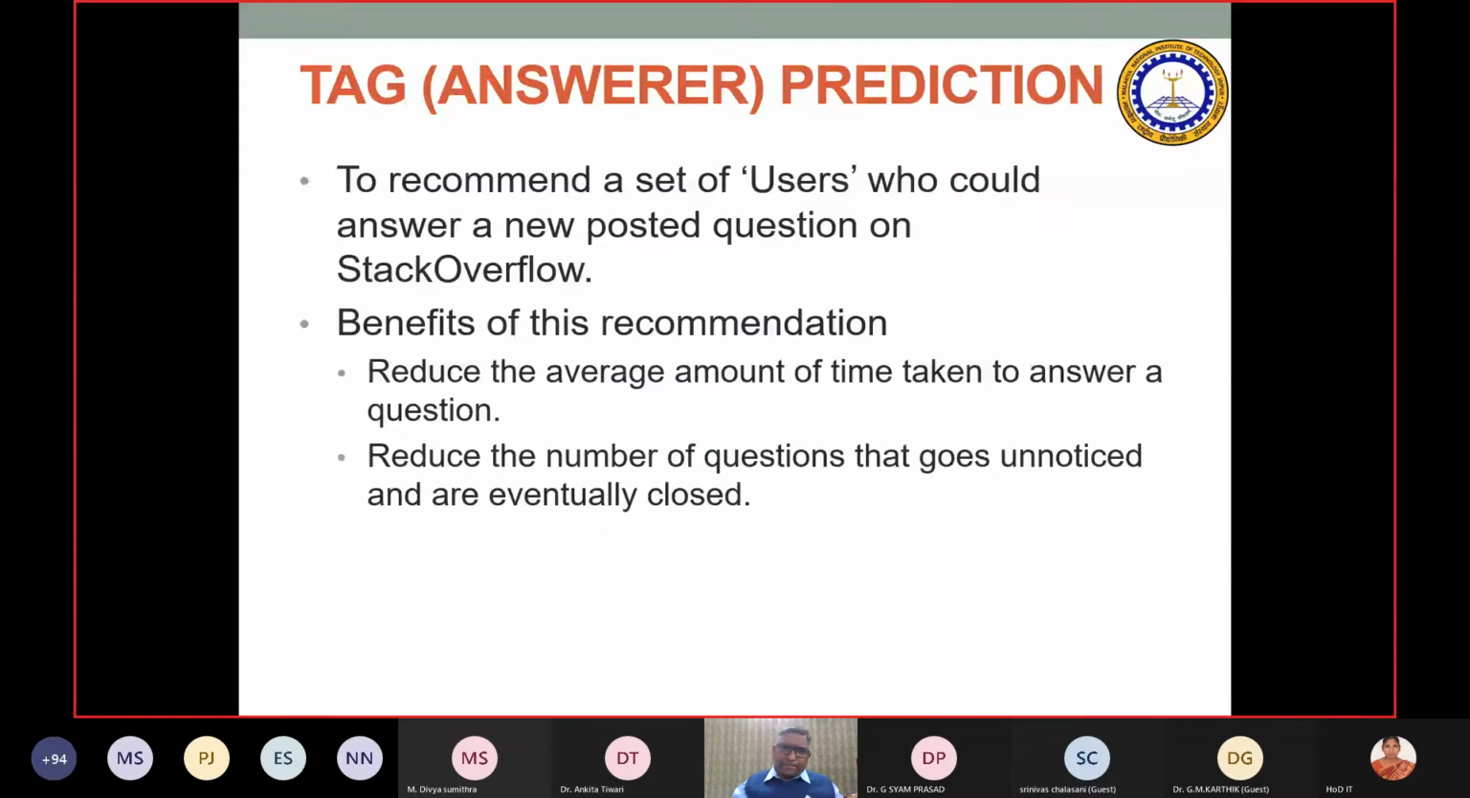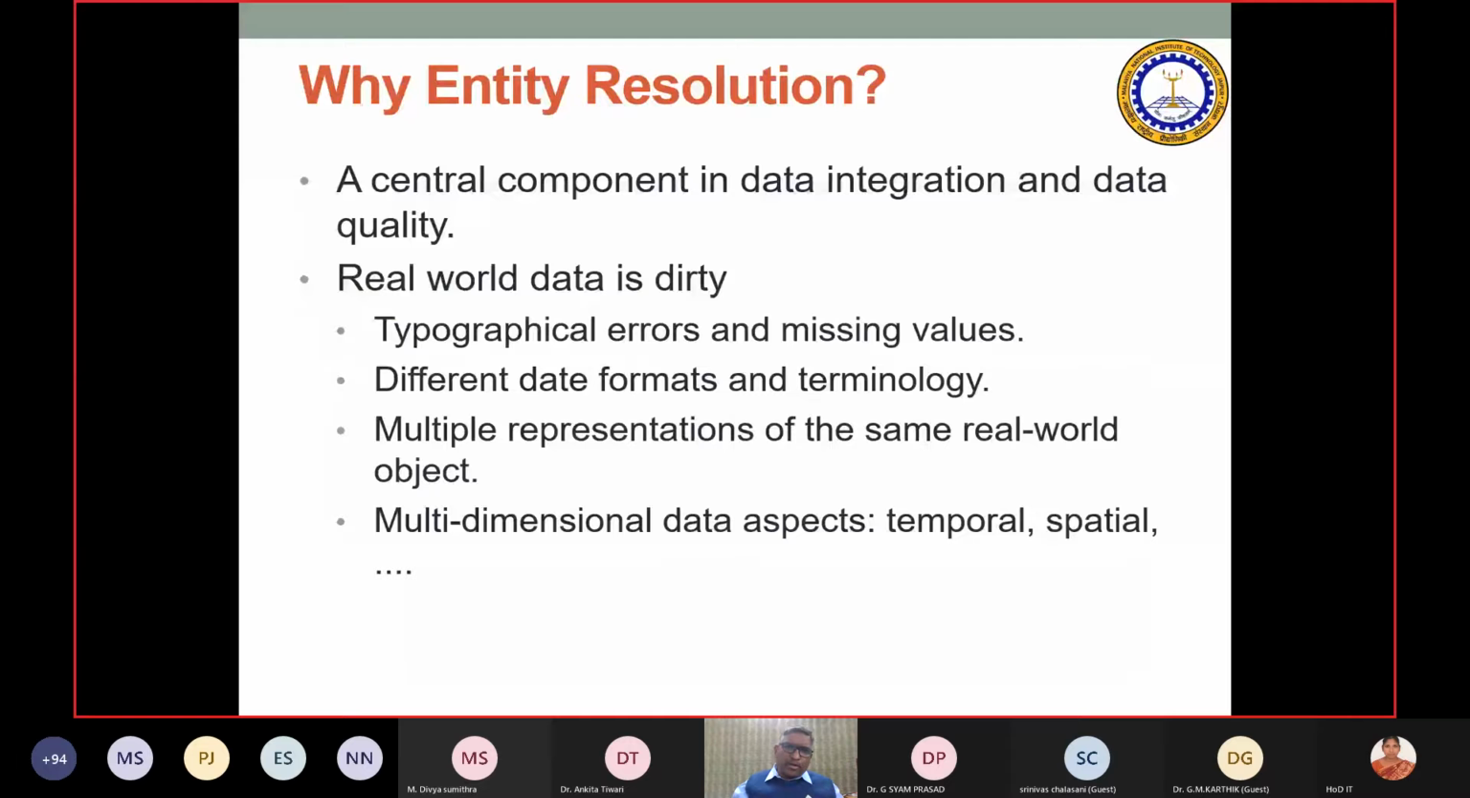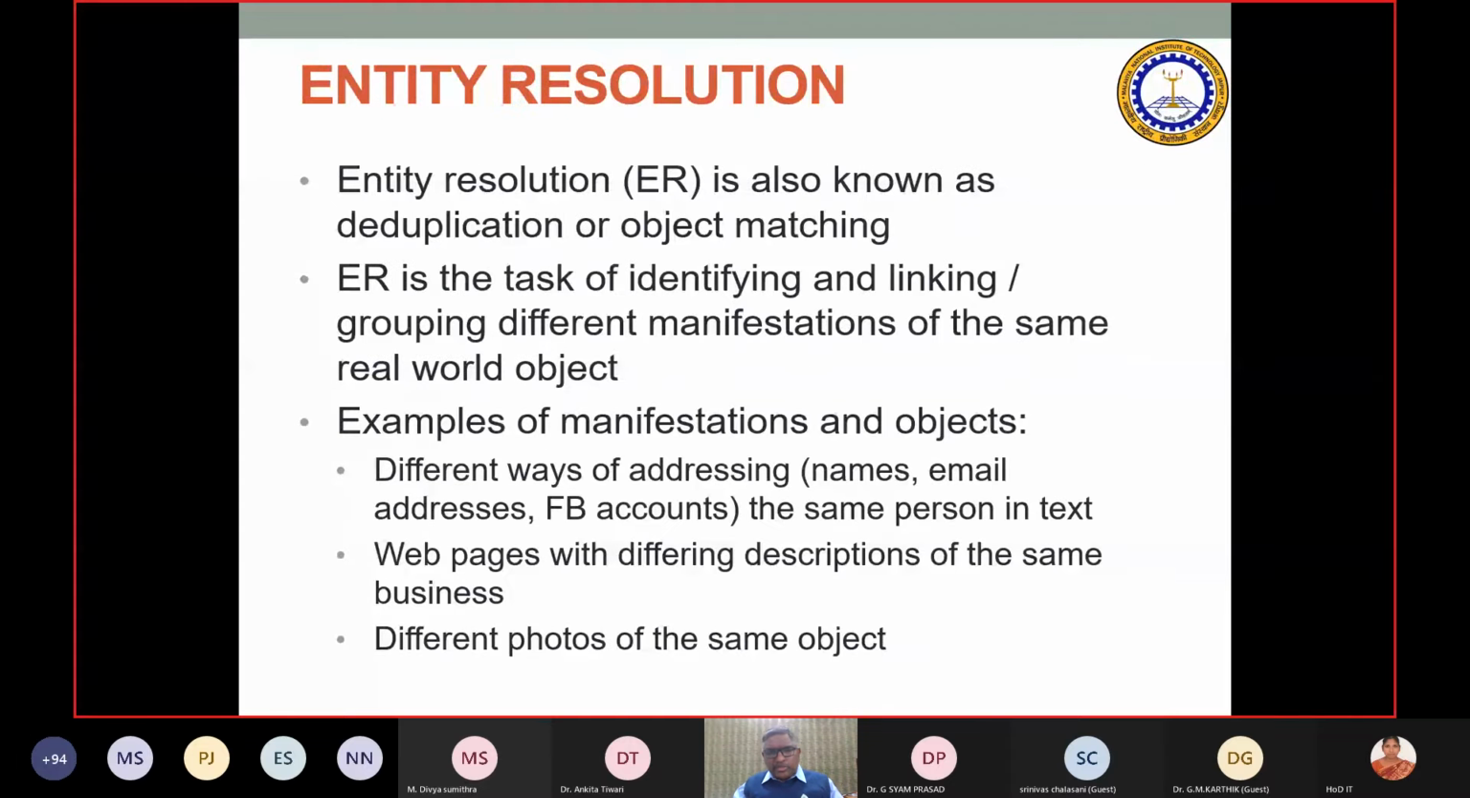And you have another important aspect. Let us look at entity resolution. Entity resolution here was basically trying to look at duplicates, right? The deduplication or object matching. So many times data has similar entries or replicas. So those replications must be removed.